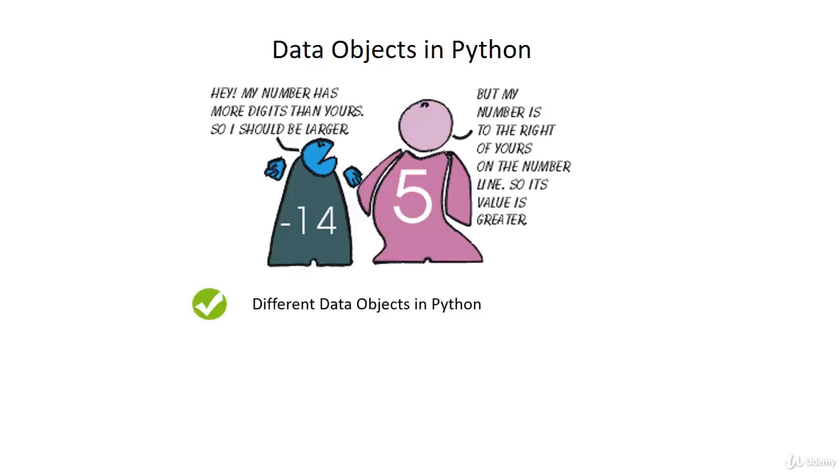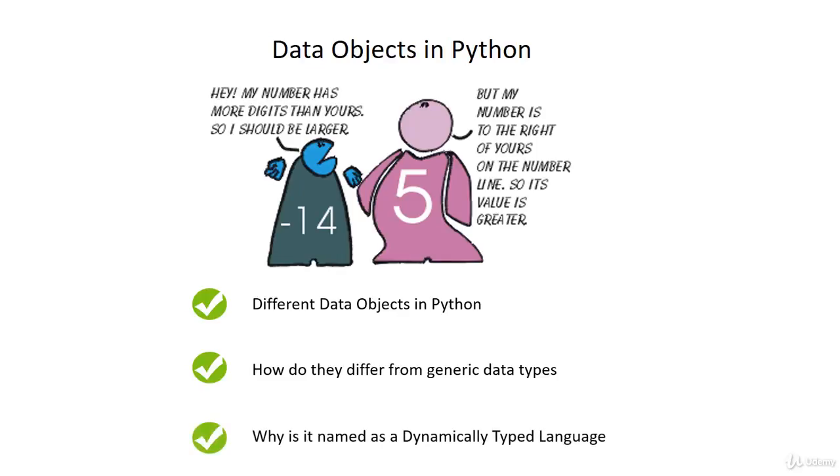To start with, we are going to understand what numbers are in Python. Do they have any further branches? If yes, what are they and how do they behave? And also, we are going to discuss how they differ from generic data types, and why Python is termed a dynamically typed language. These are a few of the concepts we are going to understand in detail.